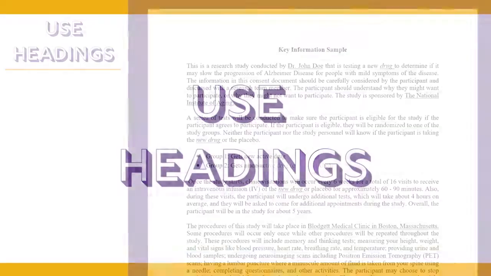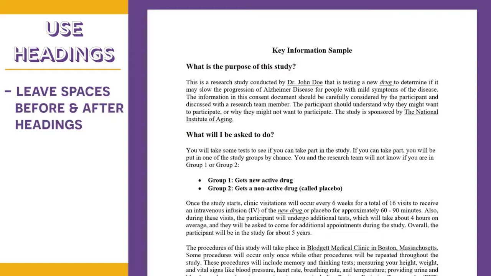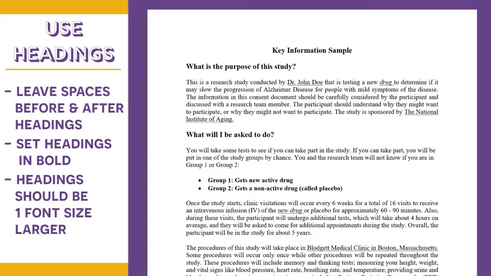Use headings. Headings are a great way to organize information and guide the reader to relevant topics. In this example, there are no headings, making it difficult to find specific content, so we need to add some headings to organize the information. This document has 6 key content areas. We'll add a heading for each. Leave spaces before and after your headings. Set the headings in bold, and in general, headings should be at least 1 font size larger than the body text on average.